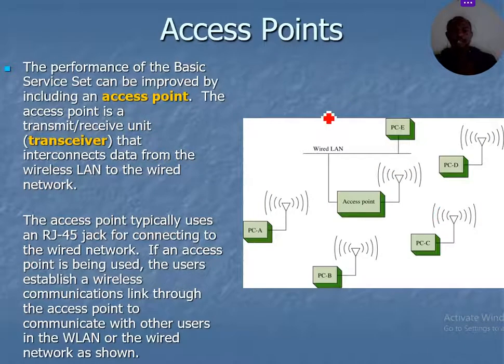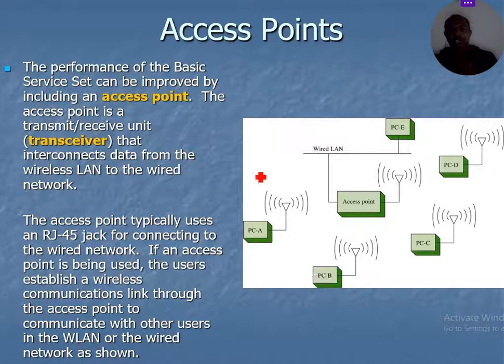Now let's take a look at the access point that is created when we are using a basic service set. The performance of the basic service set can be achieved by including an access point. How is that? Because in most networks we have both wired LAN and wireless LAN. In many cases, in big organizations or in big metropolitan areas, we have both. So every time we have a wired LAN and wireless LAN, we need an access point that is connected to the wired local area network. Once it's provided, it's also able to communicate with the wireless one.